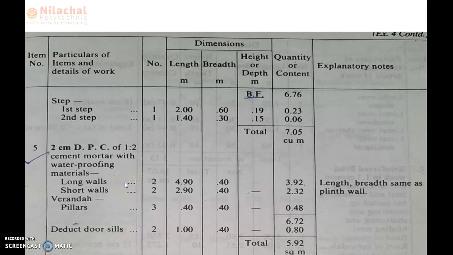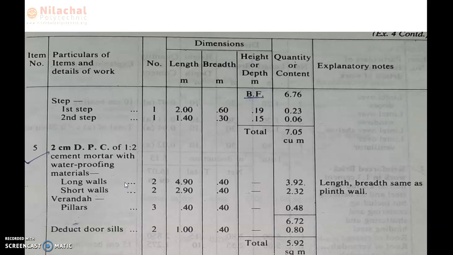Good morning everyone. In the previous class we discussed the first class brickwork in foundation, which is defined as the quantity 7.05 cubic meters. So in this class we discuss the 2 cm DPC of 1:2 cement mortar with waterproofing material. Okay, so we know DPC is the damp-proof course.